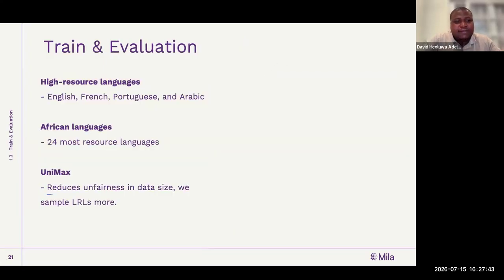So in terms of training and evaluation, we added some high resource languages: English, French, Portuguese, and Arabic. They are also widely spoken on the African continent in many African countries. So for African languages, we chose the 20 most resourced languages. Here, I have actually added the high resource ones. That's why I have 24. And then we did what is called UniMax. It's an algorithm that was introduced for creating the UMT5 model at ICLR 2023.